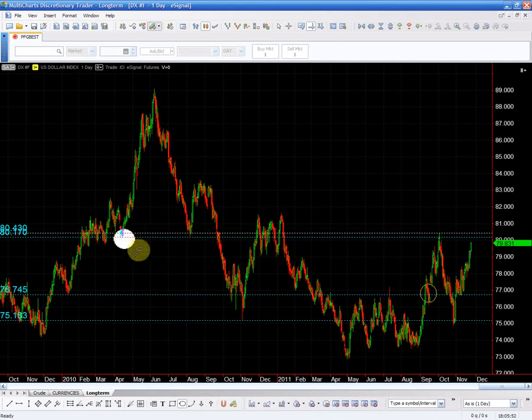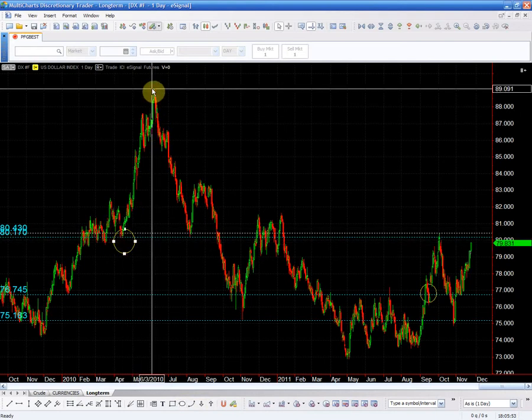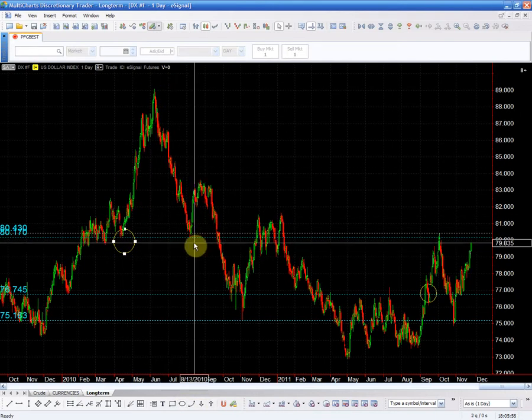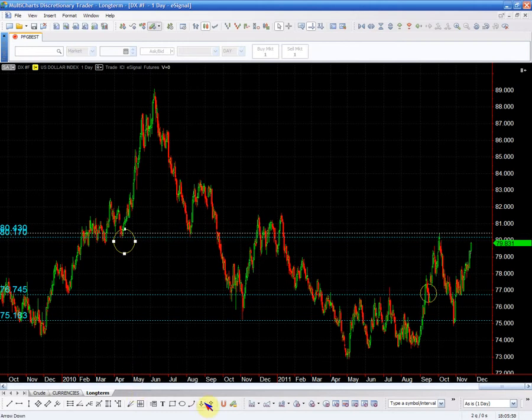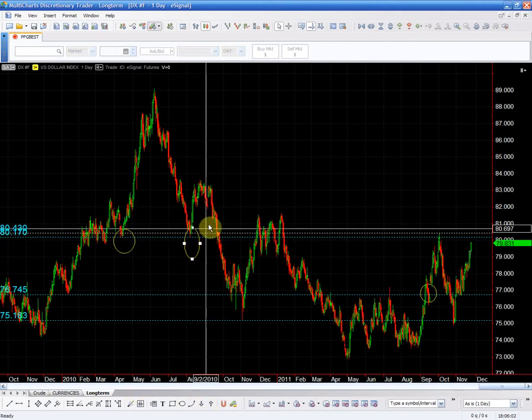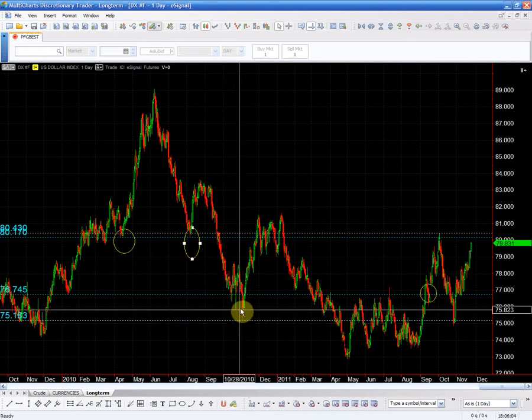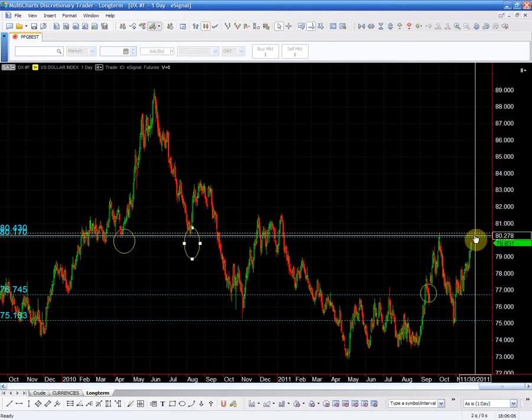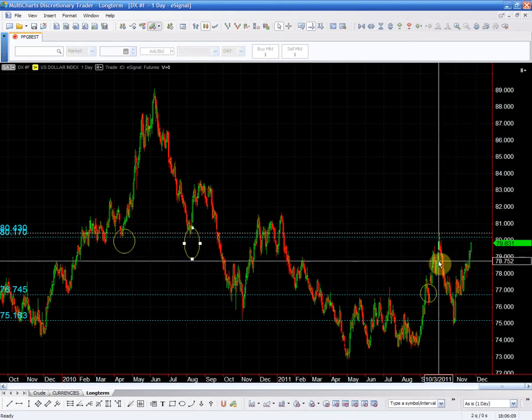And you can see the market went above it. It really had a very big move to the upside, and when it came back, it tested it, and it held right here. So again, this is your second confirmation of the strength of the price point, and when we broke through it, it capitulated. So this is where we're coming back to revisit the 80.17 again.